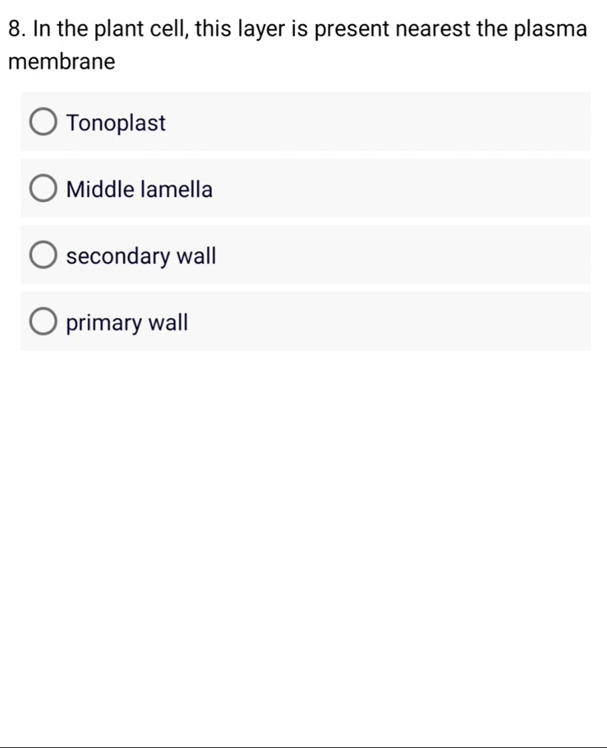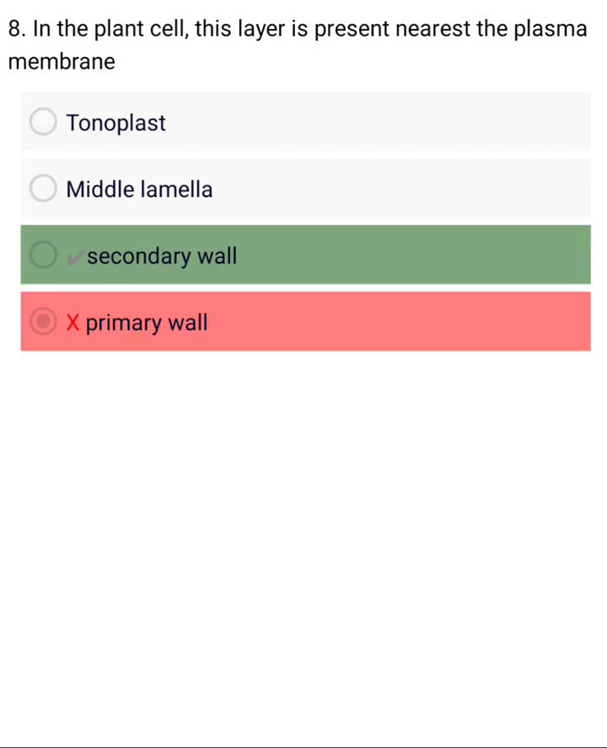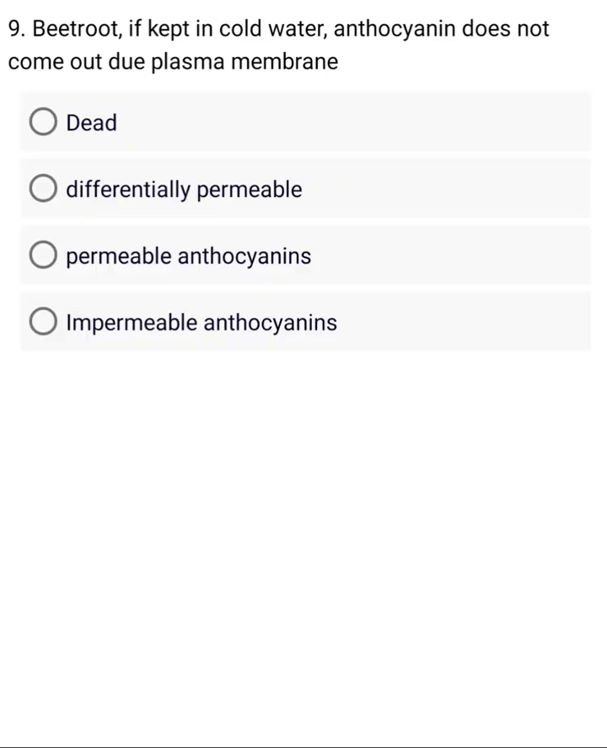A. Tonoplast. B. Middle lamella. C. Secondary wall. D. Primary wall. Wrong. Beetroot, if kept in cold water, anthocyanin does not come out due to plasma membrane. A. Dead. B. Differentially permeable. C. Permeable to anthocyanins. D. Impermeable to anthocyanins.